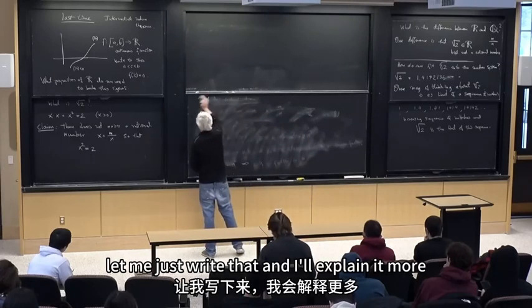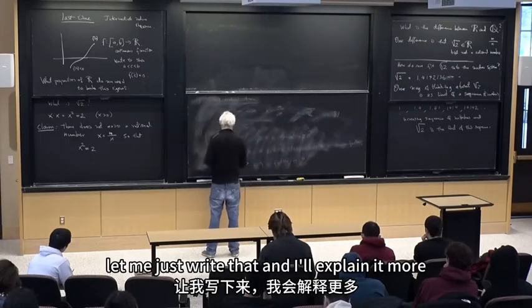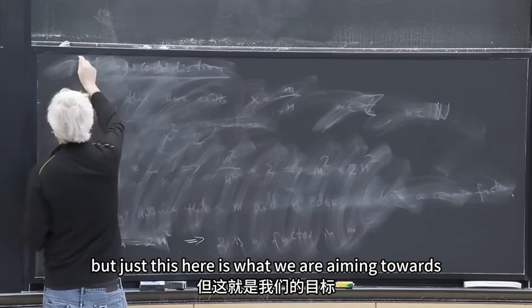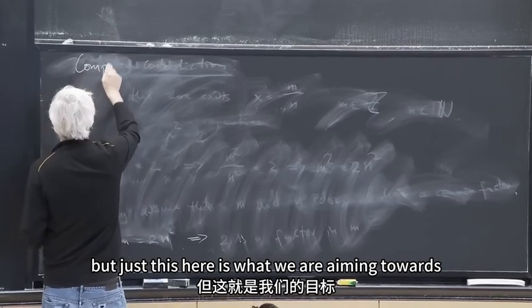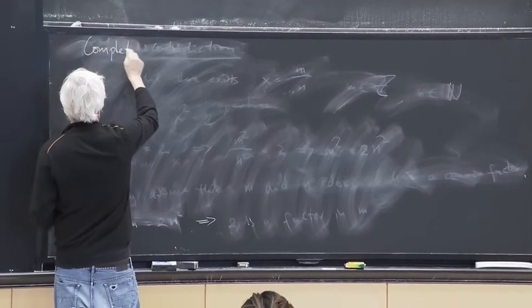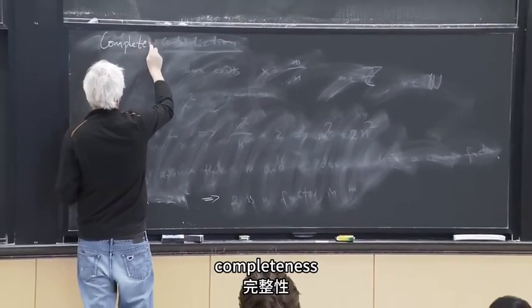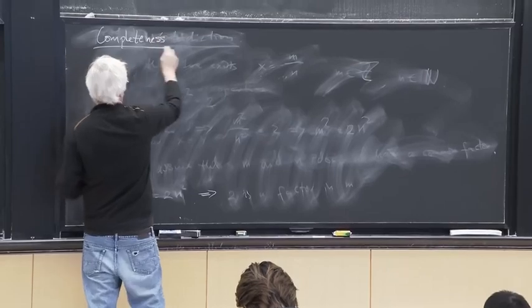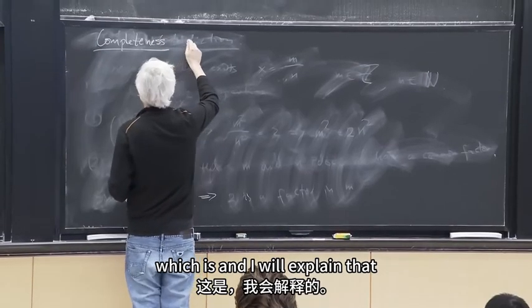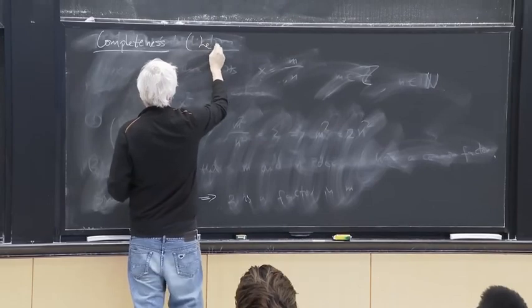So let me just write that, and I'll explain it more. This here is what we are aiming towards. Completeness, which is, and I'll explain that, the least upper bound property.